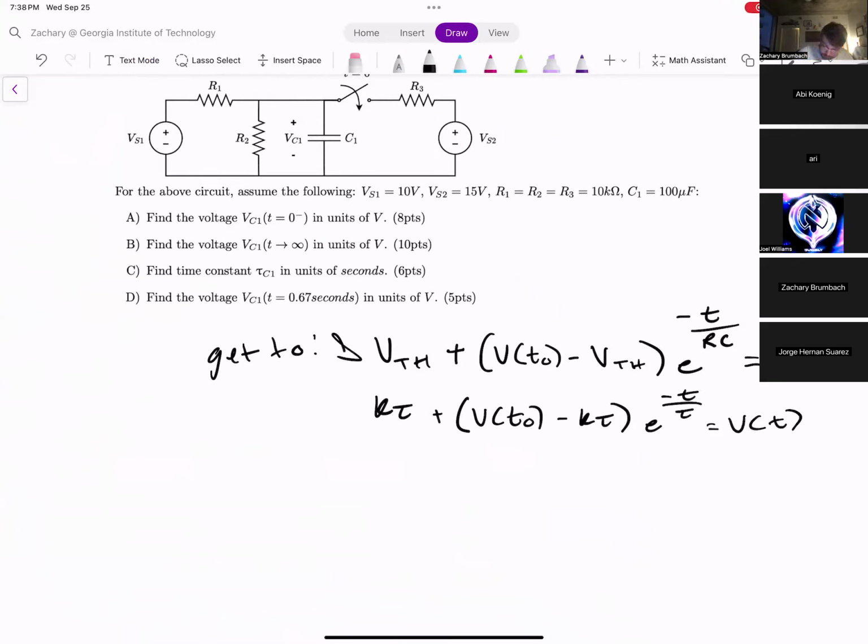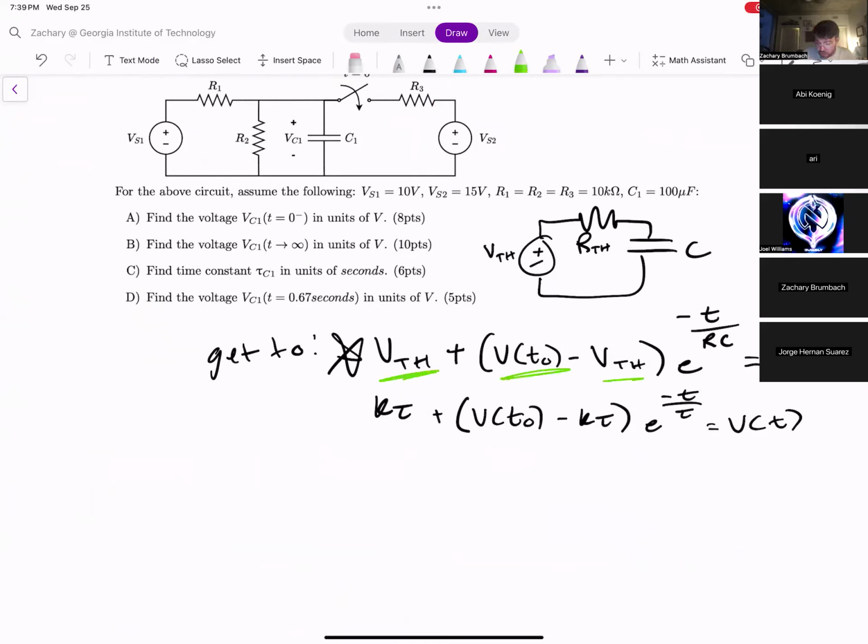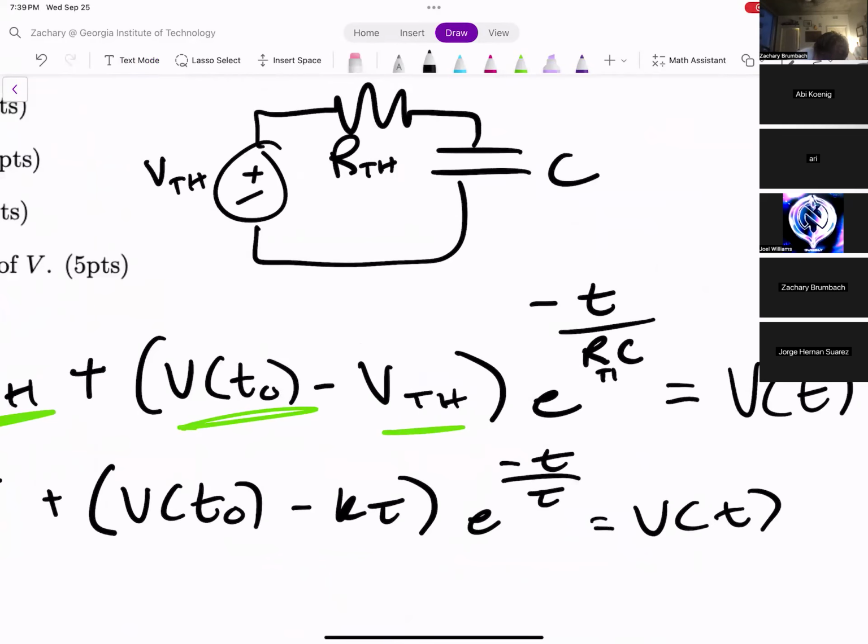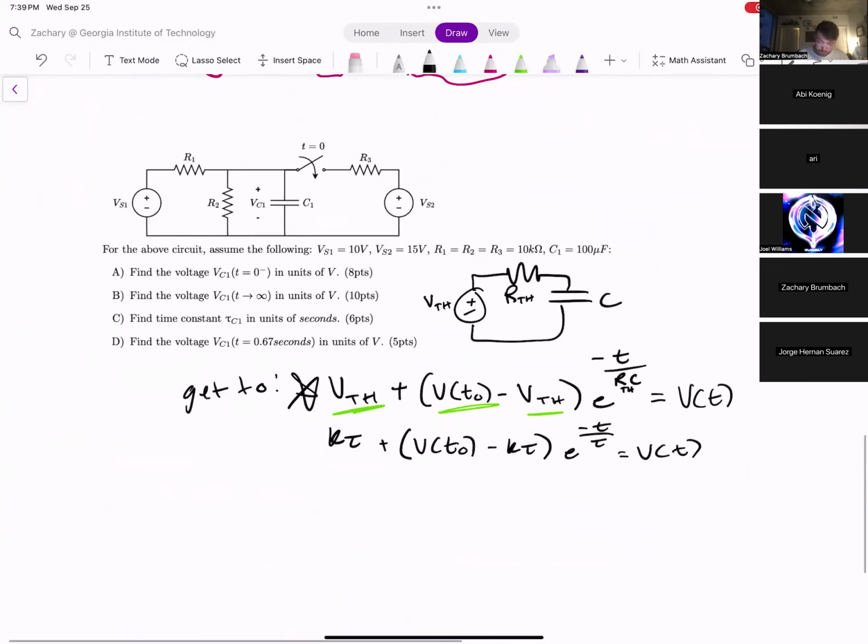Okay, so this is what they're trying to build you up to: the solution to the differential equation of a circuit in this form, where this resistor has R Thevenin, this voltage has V Thevenin, and this capacitor has capacitance C. So to solve this equation, it's pretty clear what you need. You need a Thevenin voltage, you need initial time, and you need an equivalent resistance and capacitance. So let me specify that this is the Thevenin resistance.